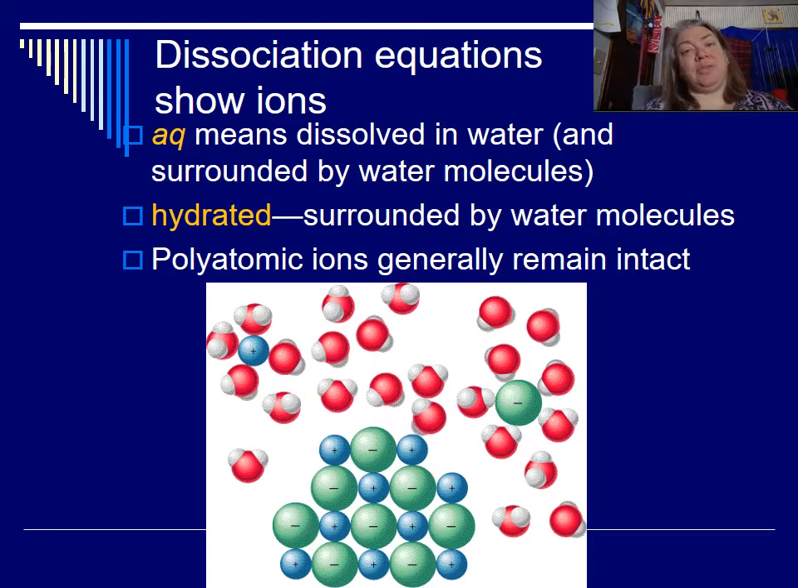So a couple of terms, aq means aqueous. That just means that it's dissolved in water. It's surrounded by water molecules. If we use water in particular, sometimes they'll use the term hydrated. We don't use that one too much, but occasionally you'll see it. And if you have a polyatomic ion, it's going to generally remain intact. So whenever you see this little negative charge over here, instead of just being a chloride, it might actually be an entire polyatomic ion like nitrate or phosphate. So let's look to see what happens when we try to write these dissociation equations.